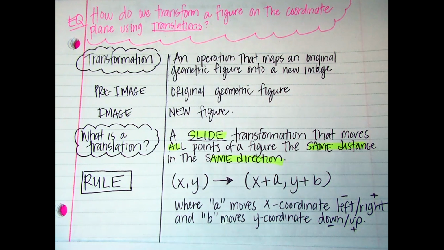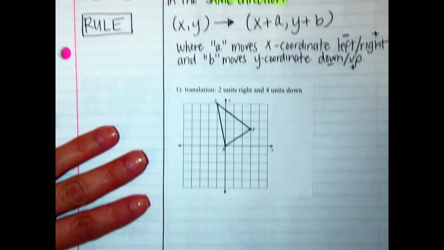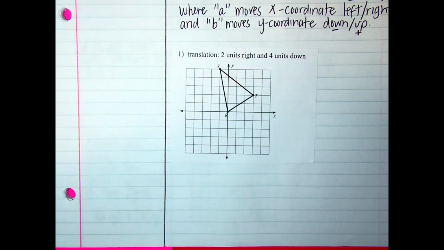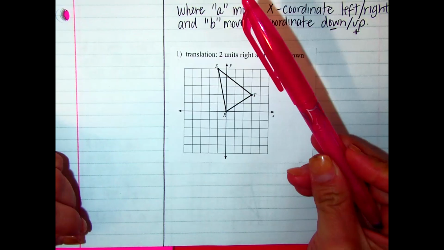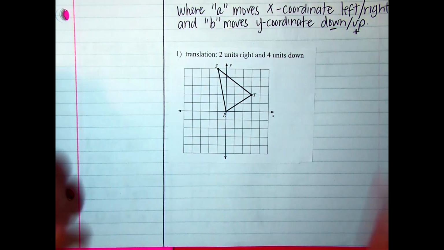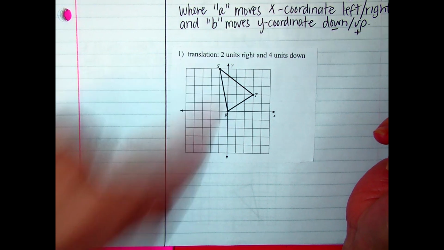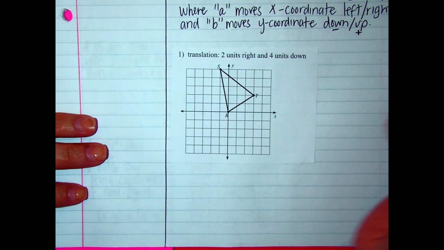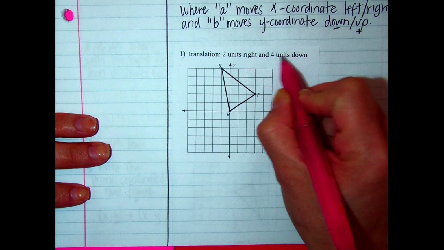Okay, so we're going to start with something pretty basic. We're going to be translating this figure 2 units to the right and 4 units down. So I'm going to be using a different color so that you can see where my image will be. Remember, image is the new figure, and the one that is already on the coordinate plane is your pre-image or the original geometric figure. So I want to translate this 2 units to the right and 4 units down.